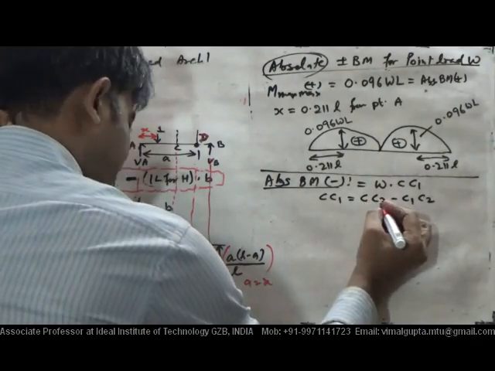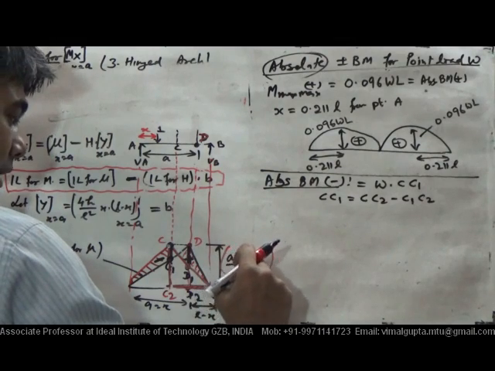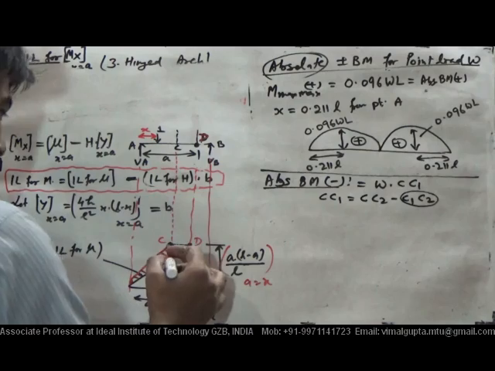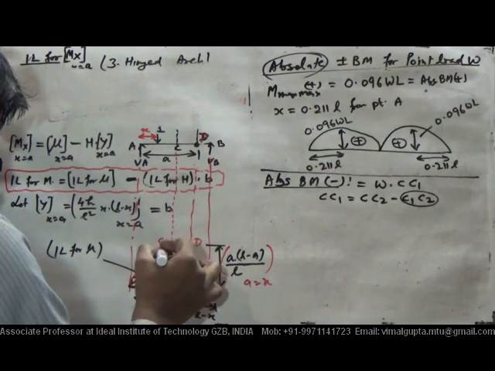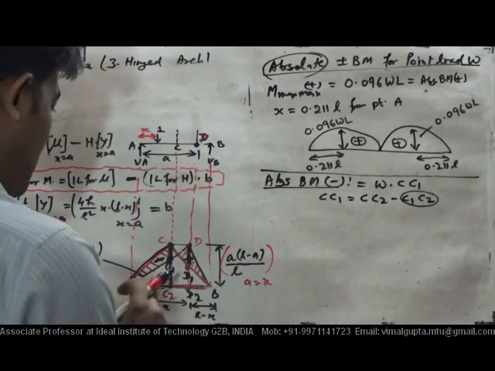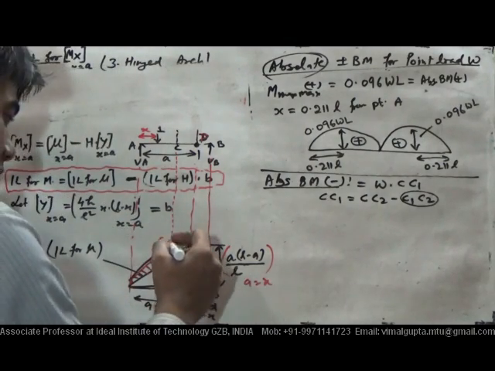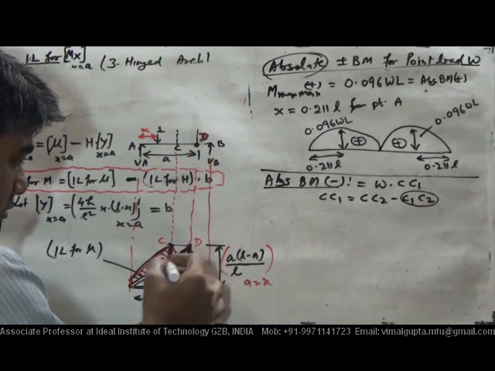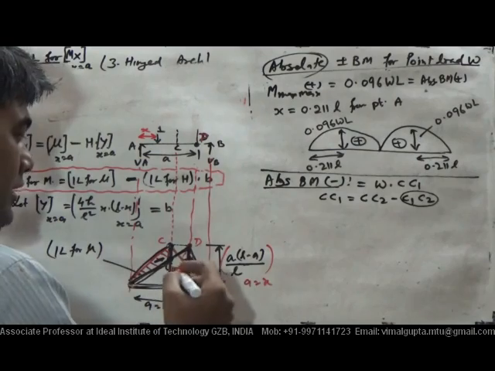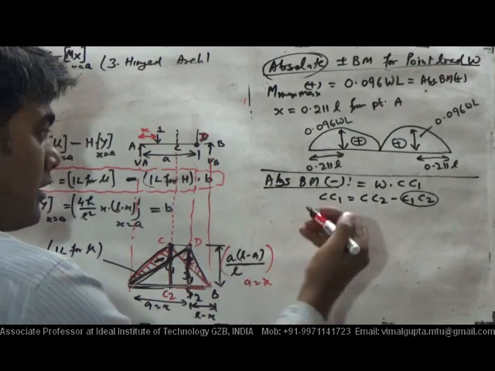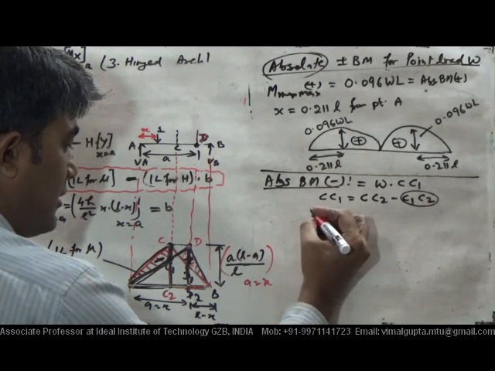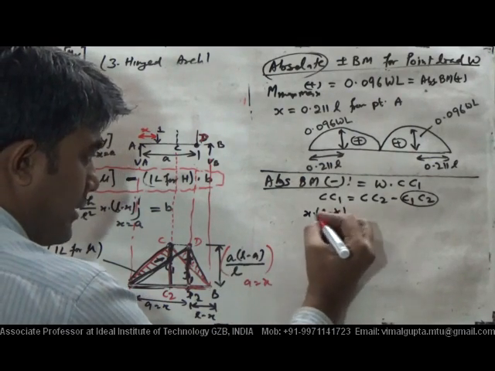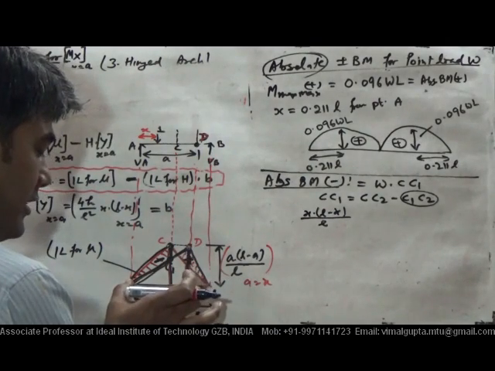The value of this CC2 is the same, x into (L minus x) by L, and this one value C1C2 we can calculate from similarity, and for that similarity we use these two triangles. This total value we know very well, and this diagram can be used. So this one divided by this one, I am writing directly the value of this d1d2, means x times (L minus x) divided by L. This is d1d2 divided by this distance. How much is this distance? It is x.